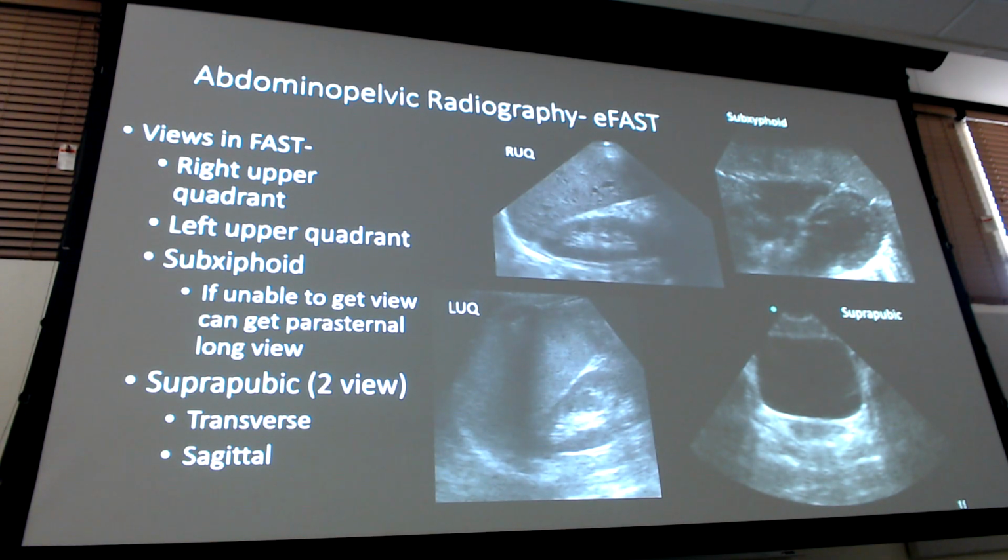Again, normal shaped bladder, that's great. If the bladder is funkily shaped, or I've got some fluid sitting in the outer areas, that is positive. All that fluid should be within the bladder. Those are my normal EFAST images.